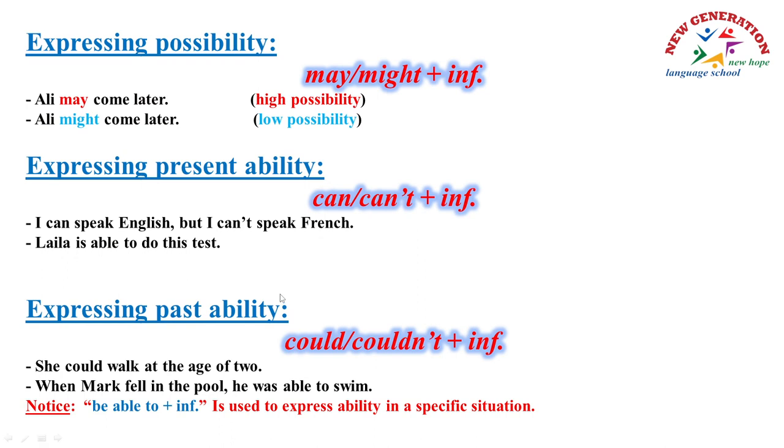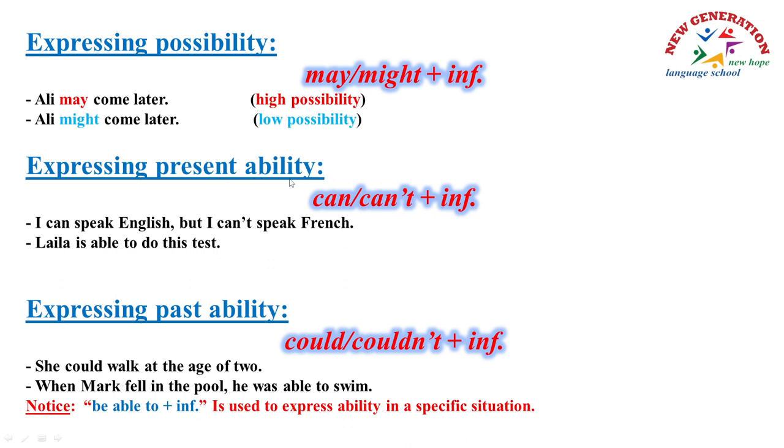Another function, to show possibility, you can use may or might plus the infinitive form. Ali may come later. Ali might come later. The first one, may, shows high possibility. It's more likely that the action will happen. And might shows low possibility.